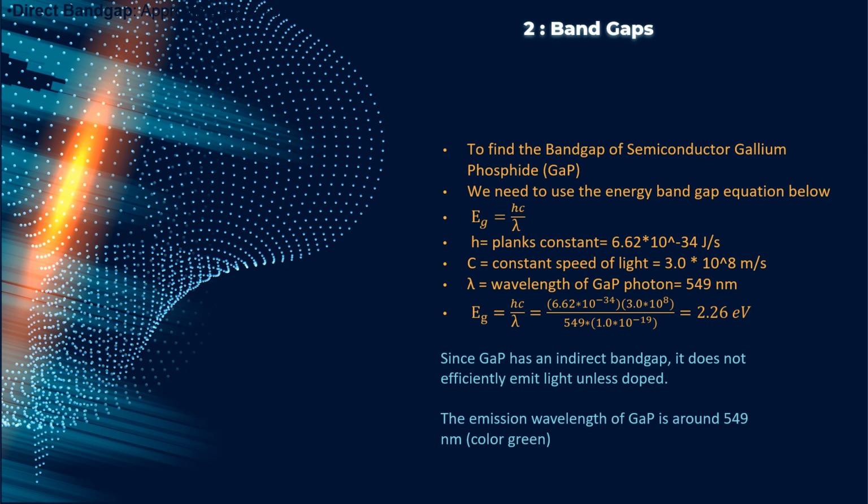Since gallium phosphide has an indirect band gap, it does not efficiently emit light unless doped. The emission wavelength of GaP is approximately 549 nanometers, which corresponds to green light.